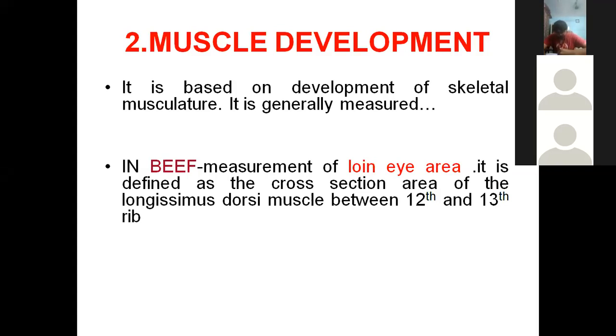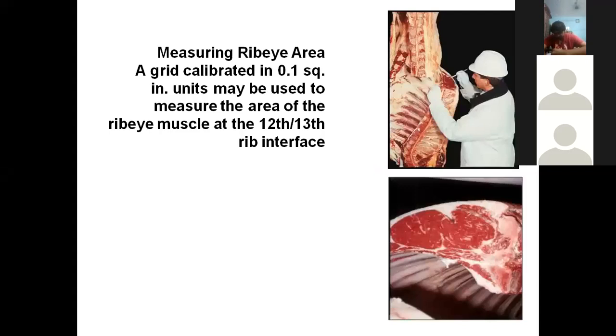So the rib eye area, in the case of beef, as already we discussed, is between the 12th and 13th ribs. When you cut it out, you get this rib eye area, and this area we will be measuring using a grid.